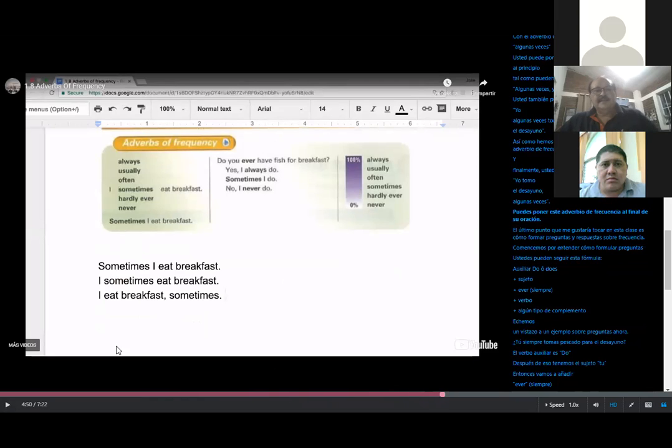Okay. This is the one that I wanted to show you. All of them are always in the same position. But sometimes es el que se sale de la regla, right? Sometimes puede estar al inicio: sometimes I eat breakfast, I sometimes eat breakfast, or I eat breakfast sometimes. Okay, so you see three different positions and the three are correct. Okay, questions?